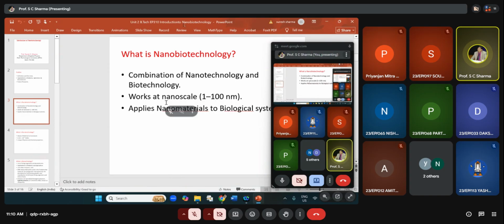What is nanobiotechnology? A combination of nanotechnology and biotechnology. When we talk about nano scale, it means from 1 to 100 nanometer, applying nanomaterials to biological systems.